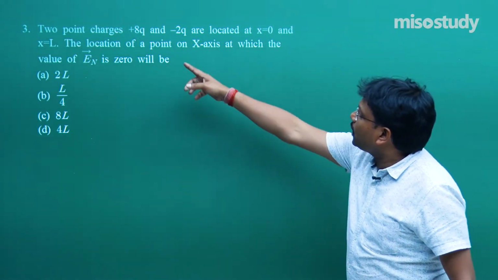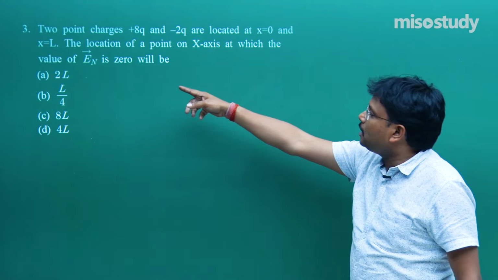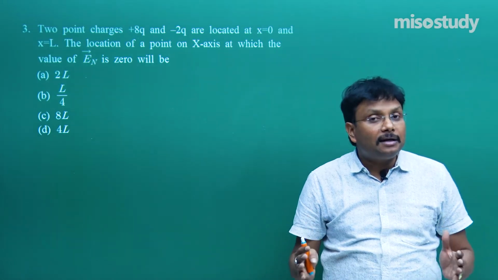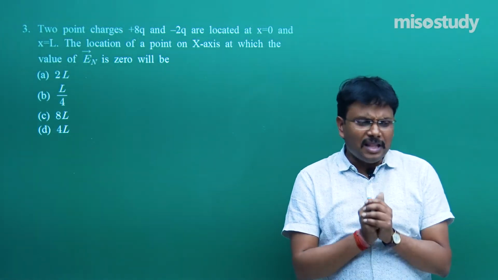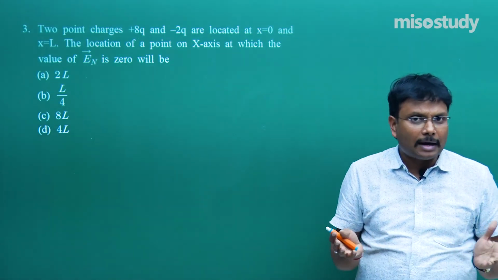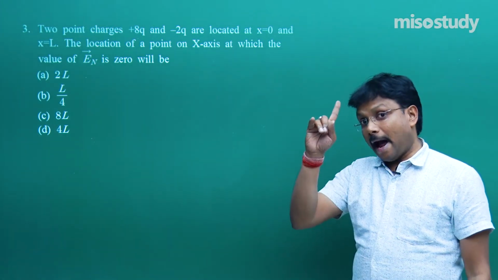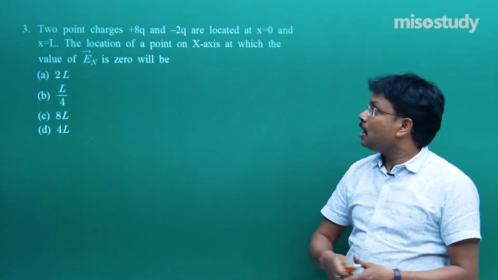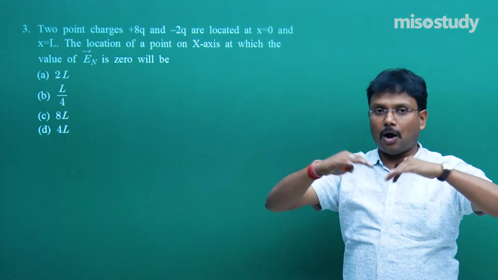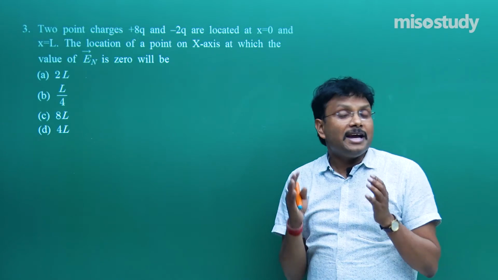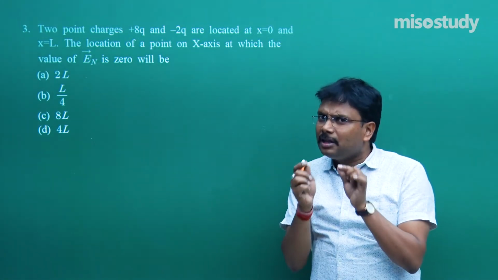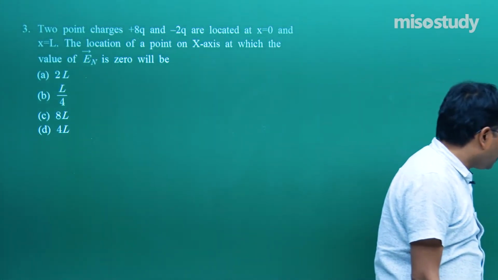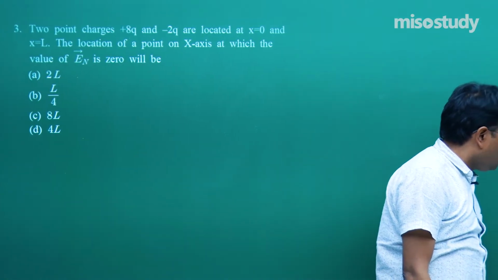The question asks for the location of a point on x-axis at which the value of E net is 0. E net is 0 means what? Net electric field is 0. Now a question may come in your mind, how exactly? Go back to the basics. Minus charge means field lines inward. Plus charge means field lines outward. So, it means outgoing, incoming, somewhere they will cancel each other and you have to find out that value only. Fine. So, let us start this discussion, how exactly you are going to find this solution.